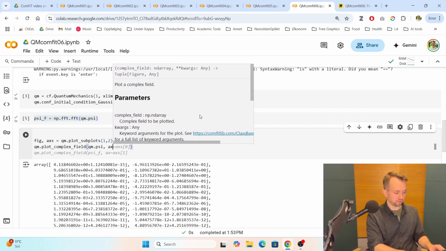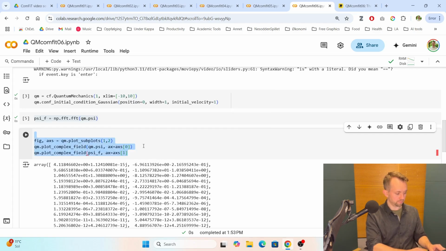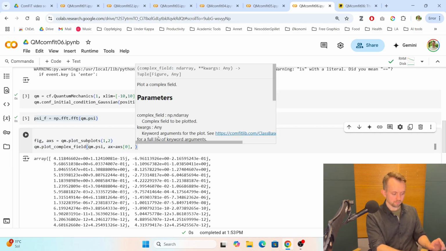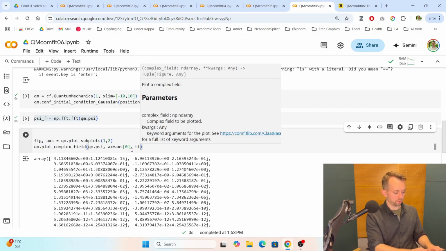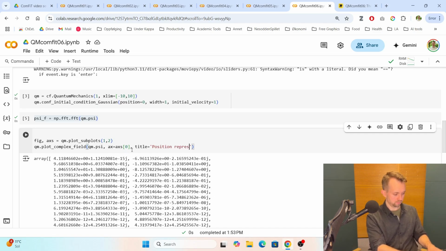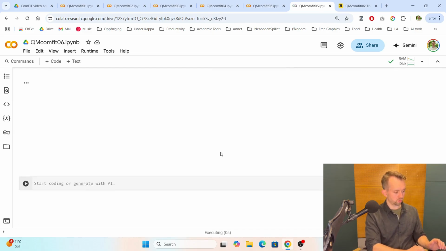This is here, and then we're going to specify that it's the x equal axis 0. And then we are going to give it a title. So this is the position representation. And then we're going to plot the complex field of psi f2, and it's already suggesting something for me here. Now, let's just have a look at this and show what it gives.